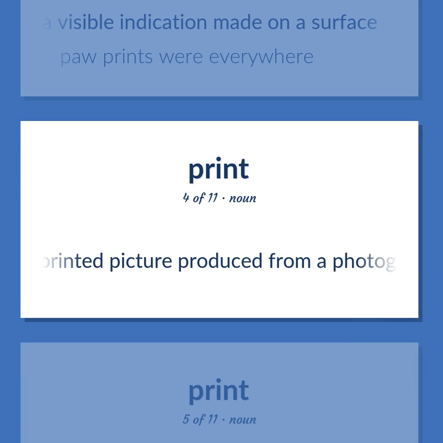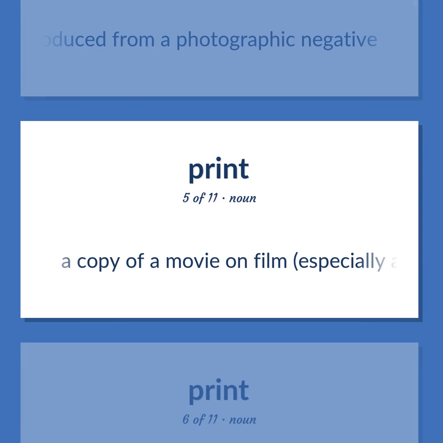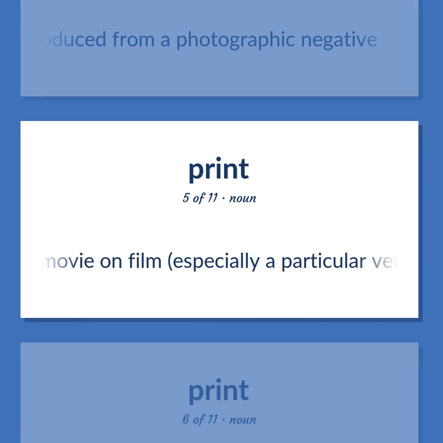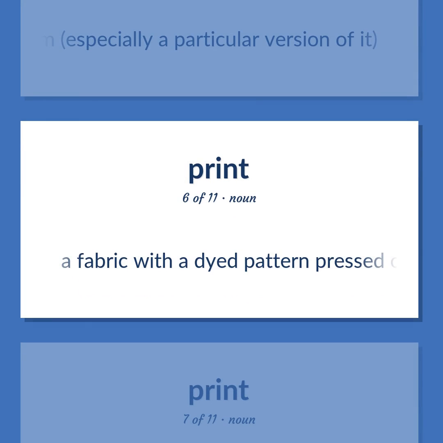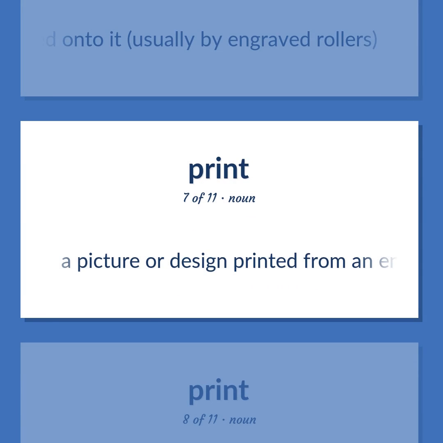A printed picture produced from a photographic negative. A copy of a movie on film, especially a particular version of it. A fabric with a dyed pattern pressed onto it, usually by engraved rollers. A picture or design printed from an engraving.